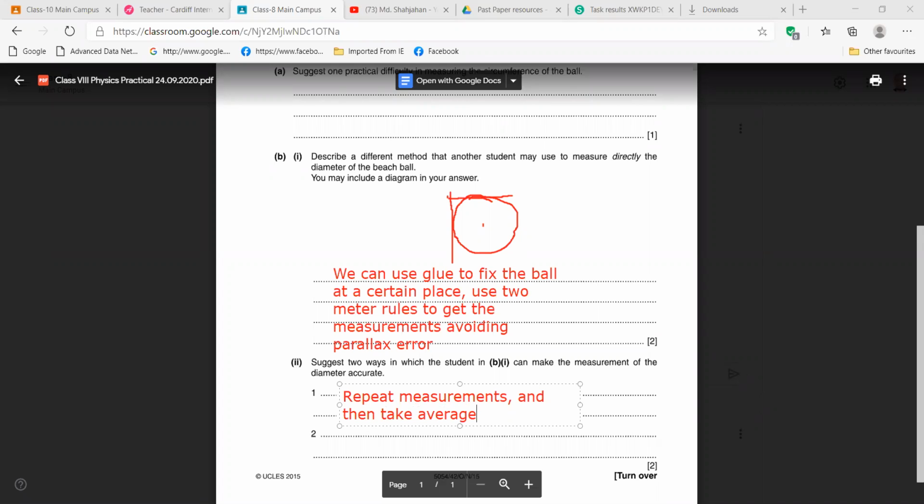Sir, how about we use two scales? I got that idea from Advita's diagram. Yes, it is more accurate. Like Lamisa said, I think we should glue it to a place, for example, using a wall or something. And two scales, Advita drew it in our diagram. Use two scales at opposite sides, right? Yes, opposite directions.